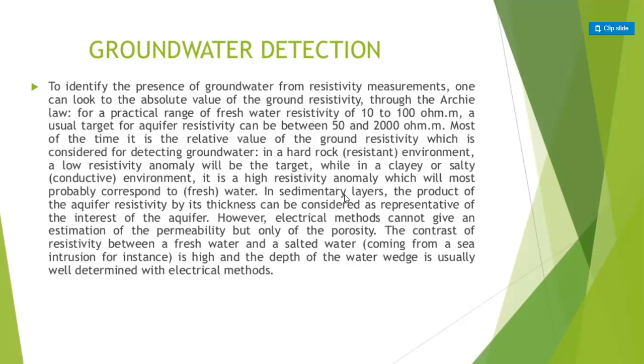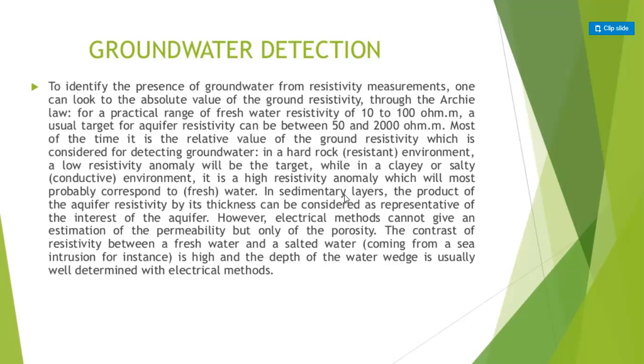Most of the time, it is the relative value of the ground resistivity which is considered for detecting groundwater. In a hard rock resistive environment, a low resistivity anomaly will be the target, while in a clayey or salty conductive environment, it is a high resistivity anomaly which will most probably correspond to fresh water.